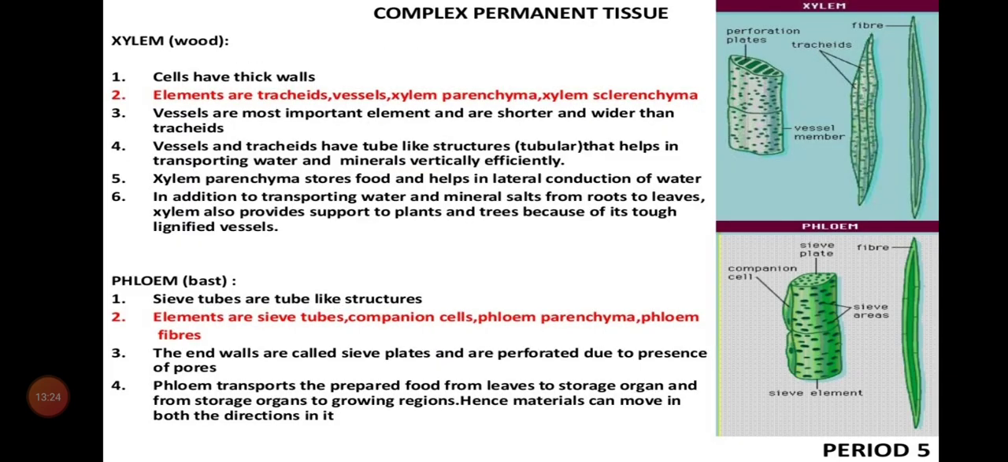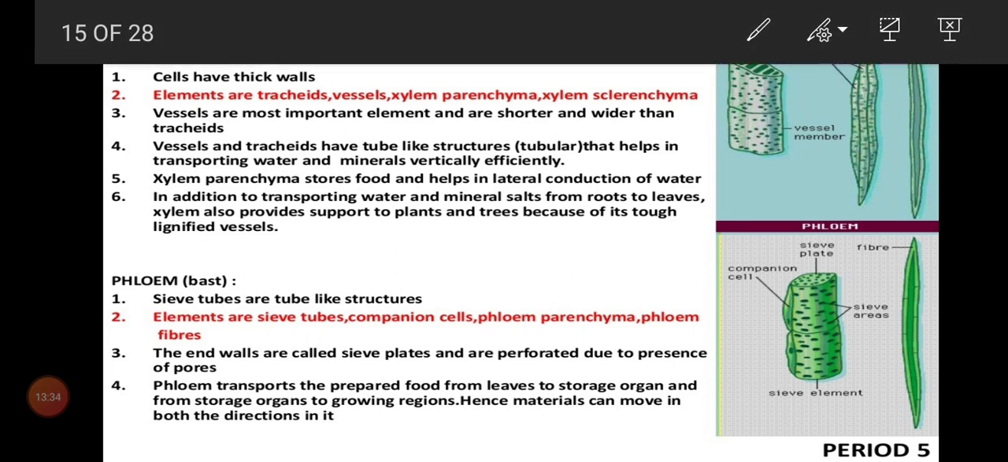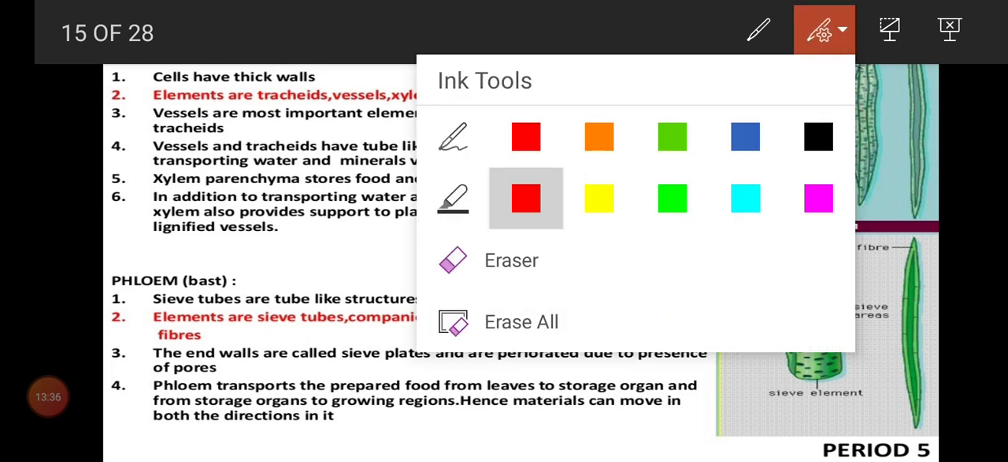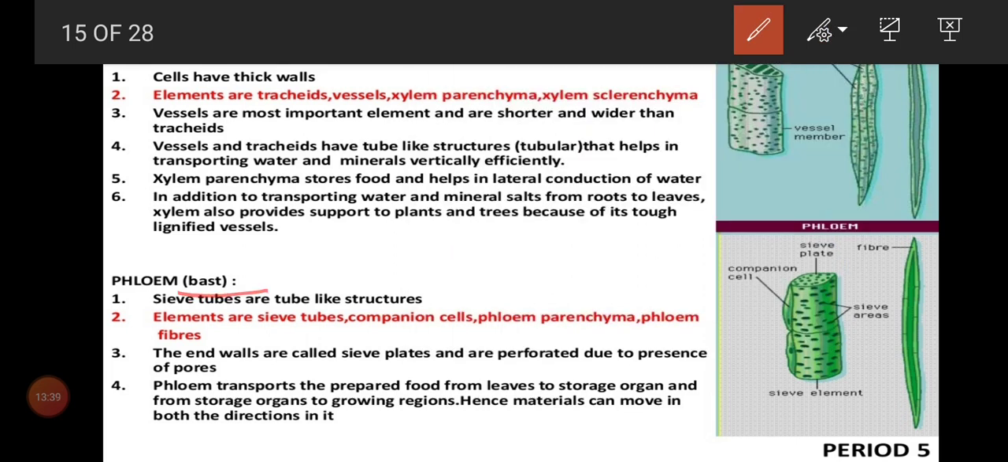And next we'll see the phloem. Just as a synonym for xylem is wood, phloem also has another name, bast. Okay, phloem can be called bast. And here we know there are four types: sieve tubes, companion cells, phloem parenchyma and phloem fibers.